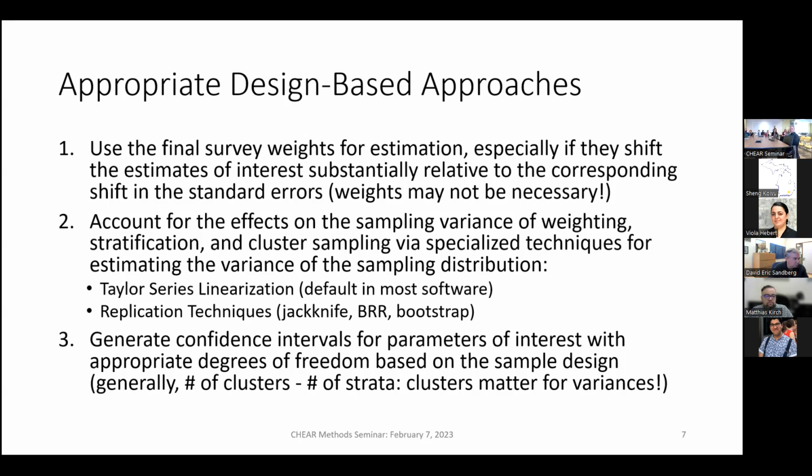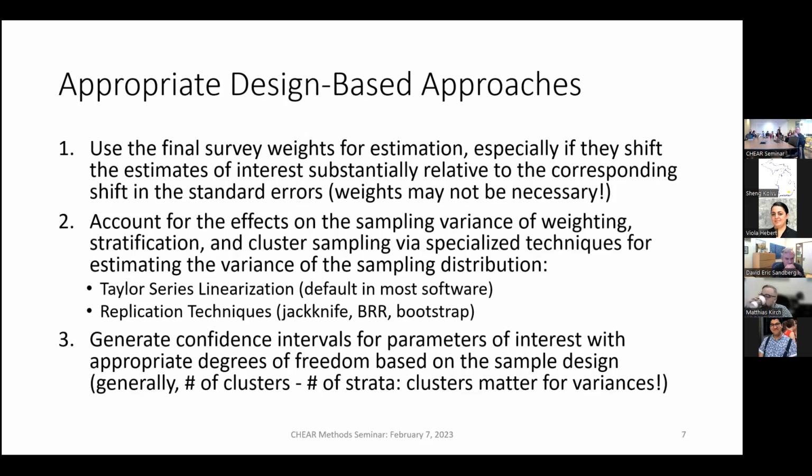Second step, you want to account for the effects on the sampling variance of weighting, stratification, and cluster sampling via various specialized techniques that have been designed to estimate the variance of that sampling distribution. Again, the fact that we can do that based on one sample. And so there are different techniques that have been developed to do this. The default in most software for variance estimation is Taylor series linearization. This is generally the default procedure that are going to be available in various software procedures for survey data analysis.